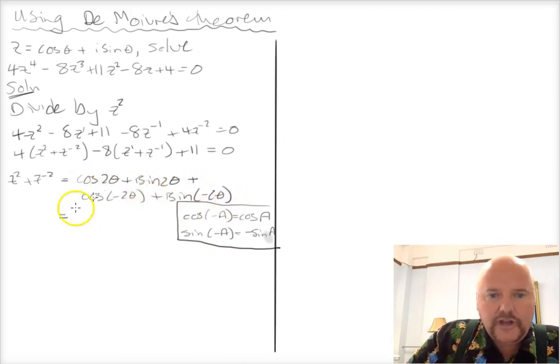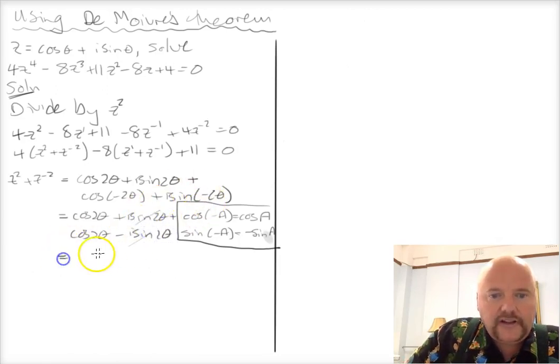So what have I got? I've got cos 2 theta plus i sin 2 theta plus this becomes a cos 2 theta. This becomes a minus i sin 2 theta if I bring the negative out, and these two can cancel. So what I get left with is 2 cos 2 theta.